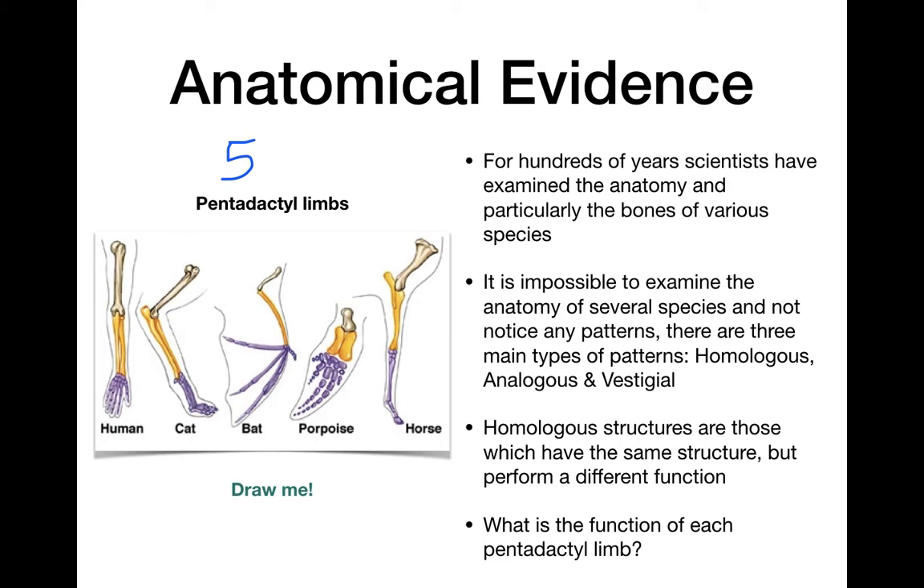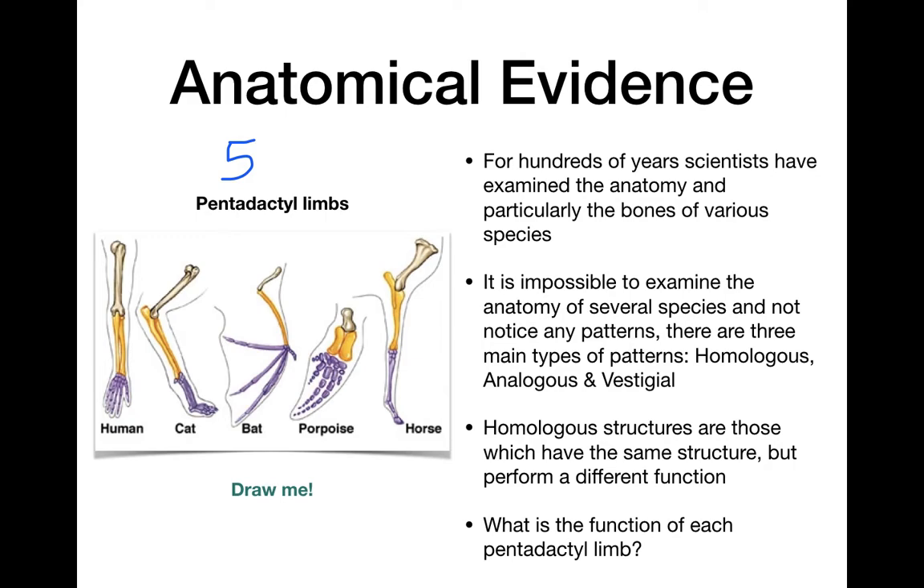The function of the human hand is to grasp things. The cat would be to climb and jump, bats to fly, porpoises to swim, and horses to run and gallop. So very different functions, but a very similar structure. This means that all these species had a common ancestor.